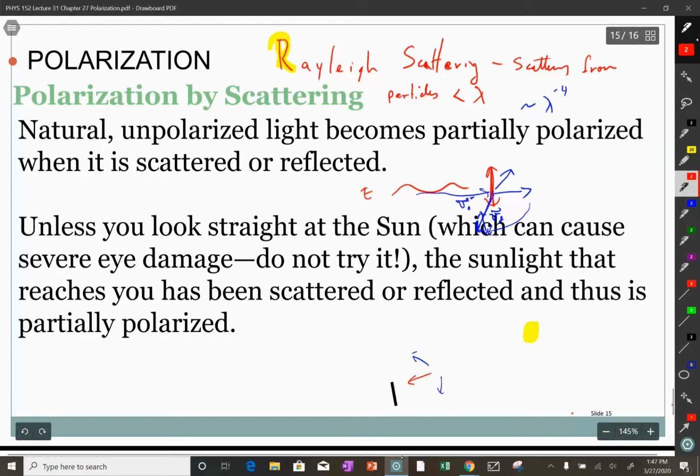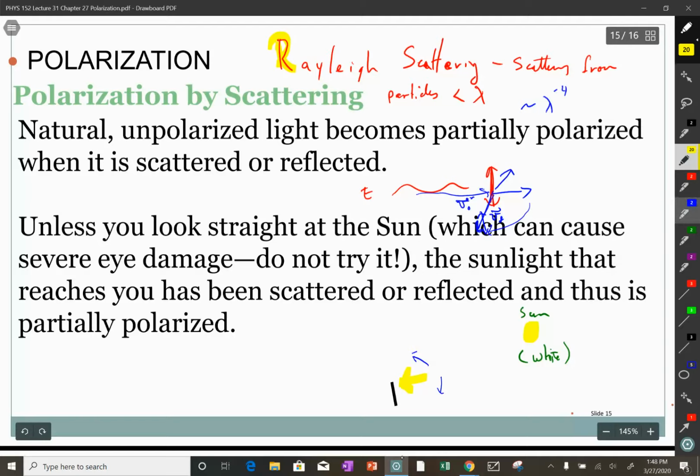So when I look at the sun, I know I wrote it as yellow and I said yellow, it's actually white. But blue light is scattered away, and so I see white minus blue, which gives me a yellow color. And so actually, instead of red, I'm going to put yellow there. So that's what I see when I look directly at the sun.